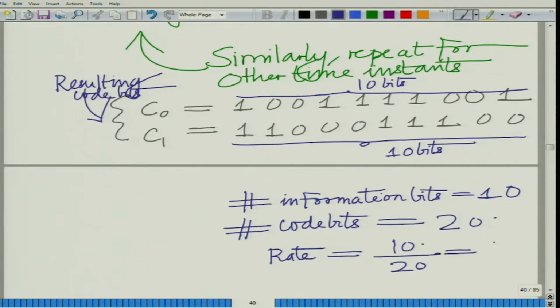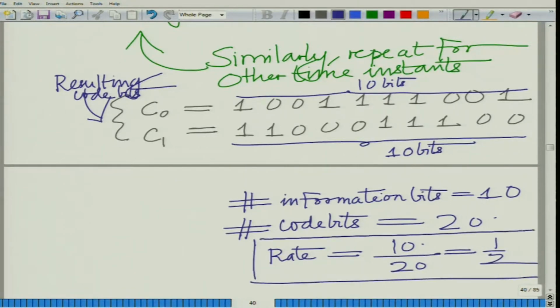Remember, information bits per coded bits, this is equal to half, and this is something that we have seen in the previous module also. The rate is the number of information bits divided by the number of code bits, that is basically the inverse of the number of code bits generated per each information bit. Here you can see in the simple example that the rate is half, and of course this procedure is slightly laborious because we have to look at xj and compute the code bit C0 of j and C1 of j at each time instant.